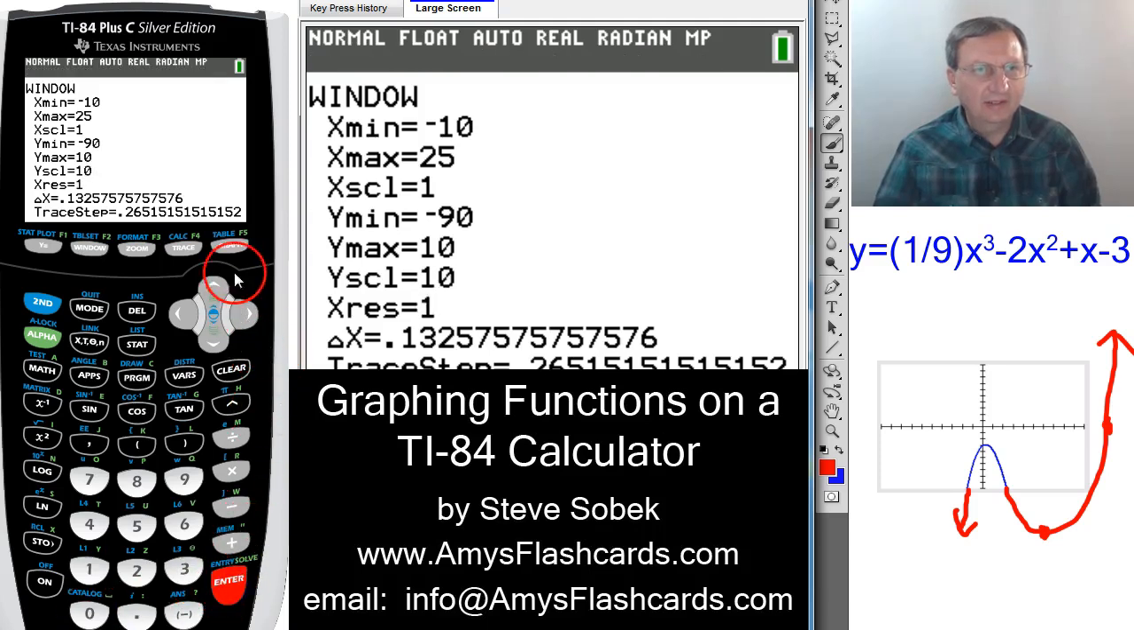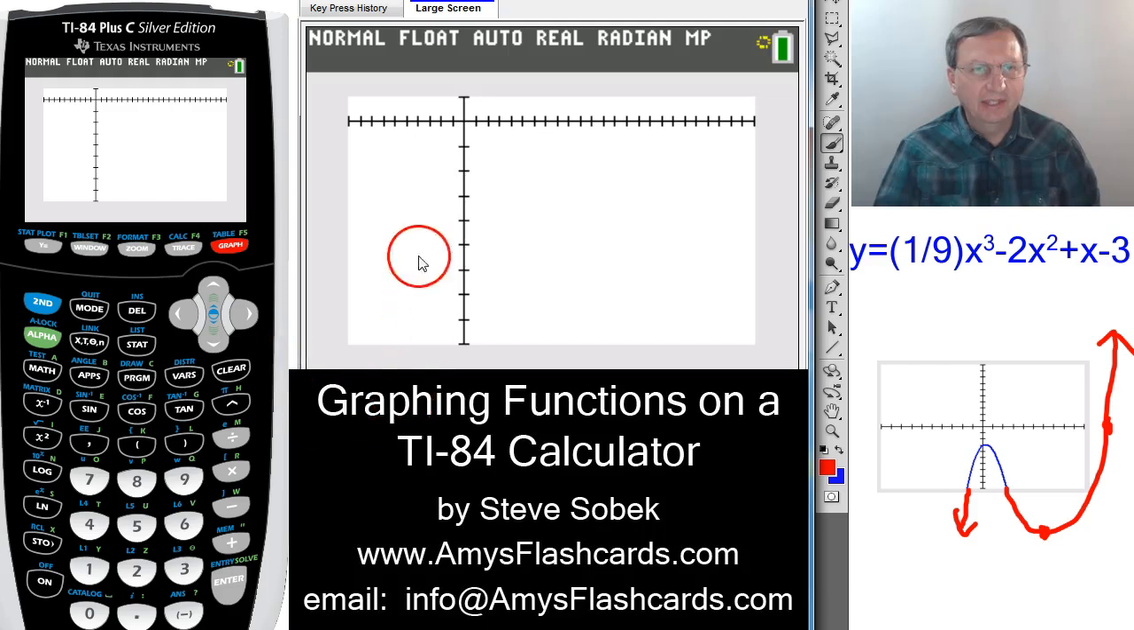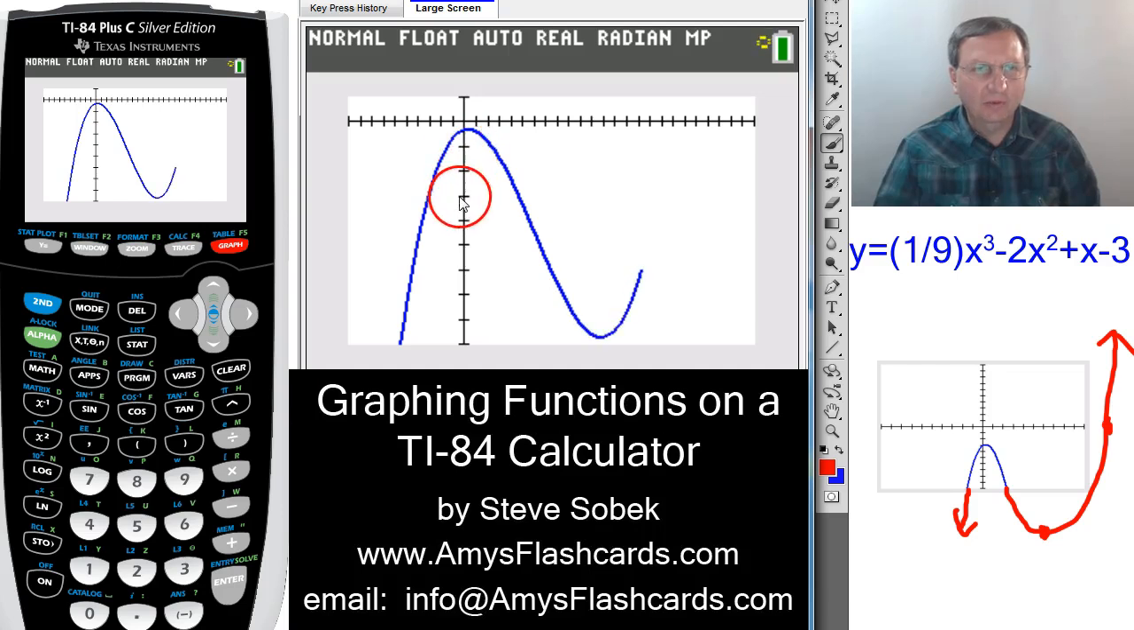And hit enter and hit graph button again. And now, we understand now that each of these notches represents 10. Here's negative 10, negative 20, negative 30, negative 40, negative 50, 60, 70, negative 80, and negative 90. And this graph bottoms out somewhere between negative 80 and negative 90 on the y-axis. All right, so there's a nice viewing window for our cubic function.